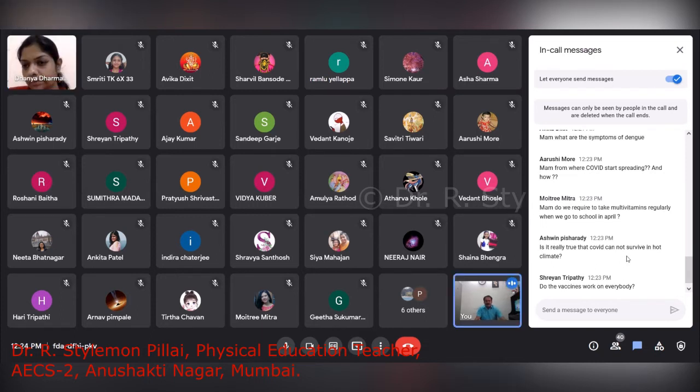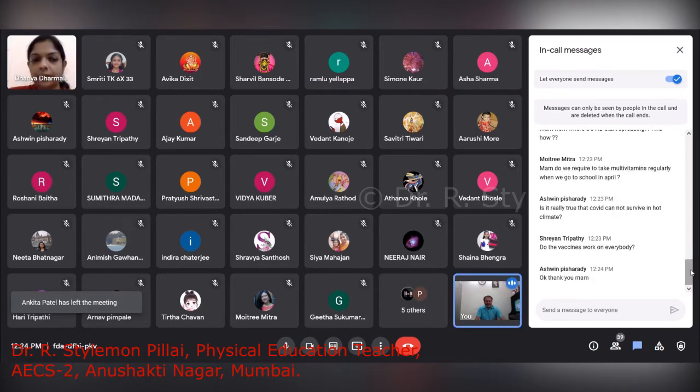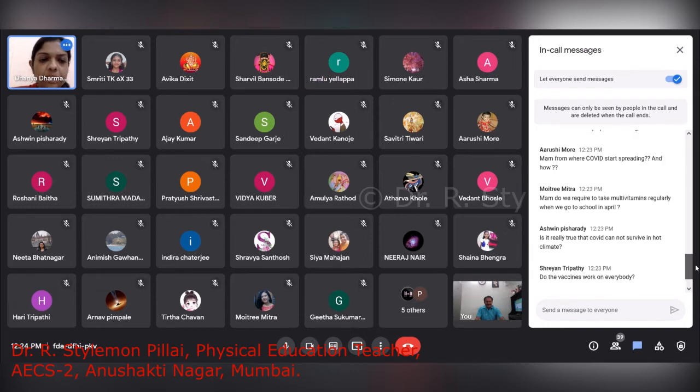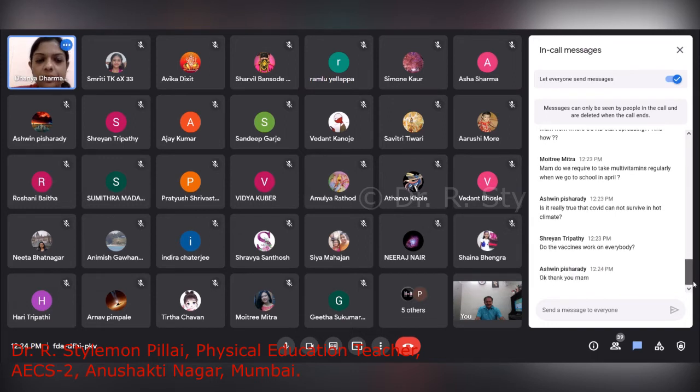Ma'am, from where did COVID start spreading and how? Okay, so that's a good question. It started from the Wuhan market, which sold animals, and wild bats are considered the source of the virus. There is a debate whether it has been leaked from the lab, we don't have any evidence for that yet.